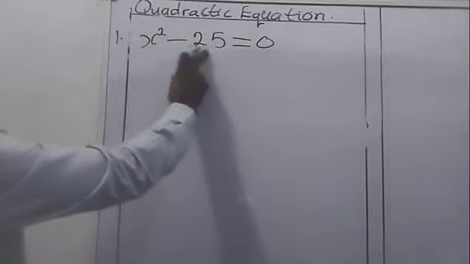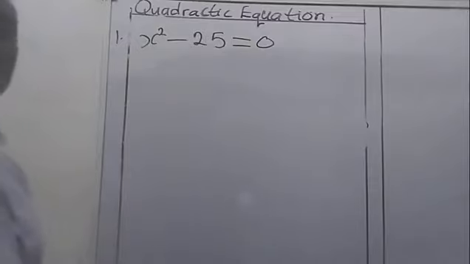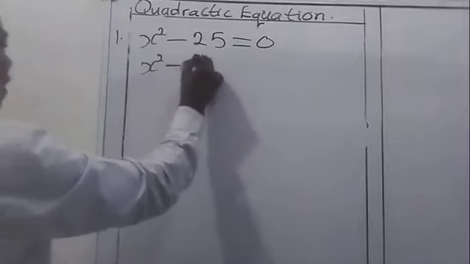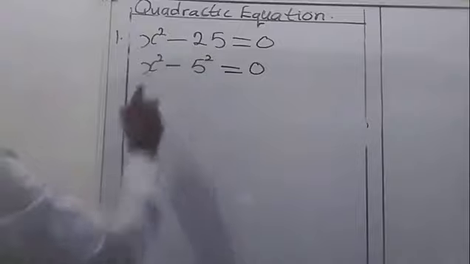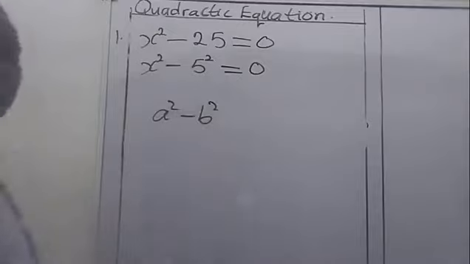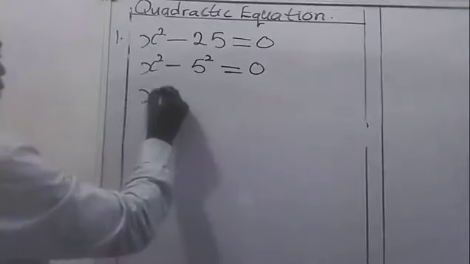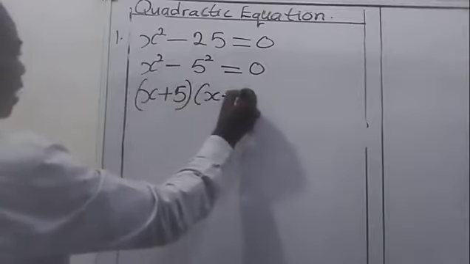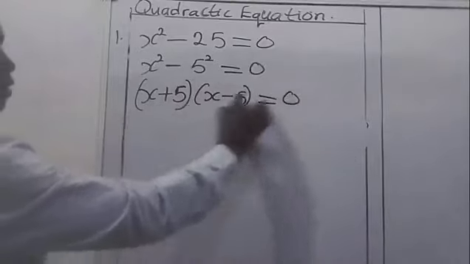So this 25 is a perfect square. So 25 can be rewritten as 5 squared. So we will write this as x squared minus 5 squared equals 0. Relating this to our formula a squared minus b squared, where we have a plus b and a minus b, we now have x plus 5 and then x minus 5 equal to 0.